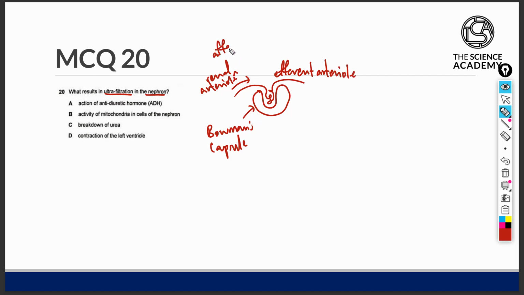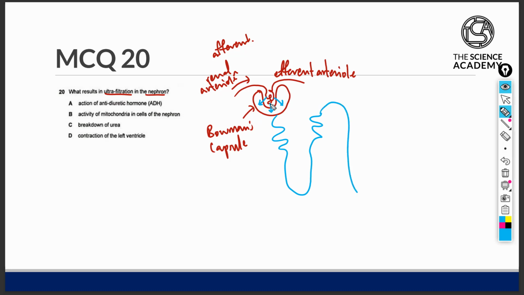Renal afferent and renal efferent. And blood from the renal afferent arteriole is coming from the heart and going towards the glomerulus where filtration occurs. So substances will be filtered out of the capillaries and into the Bowman's capsule, into the proximal convoluted tubule, the loop of Henle, the distal, and then the collecting duct.